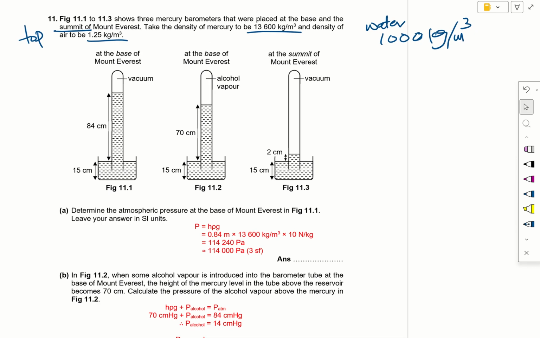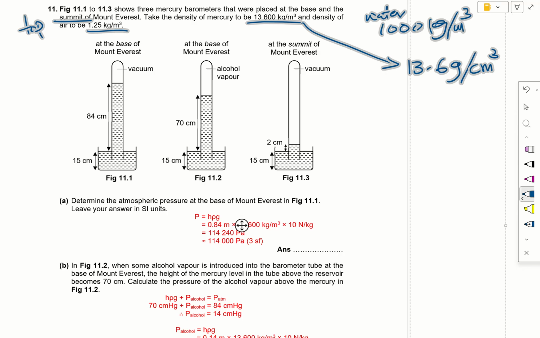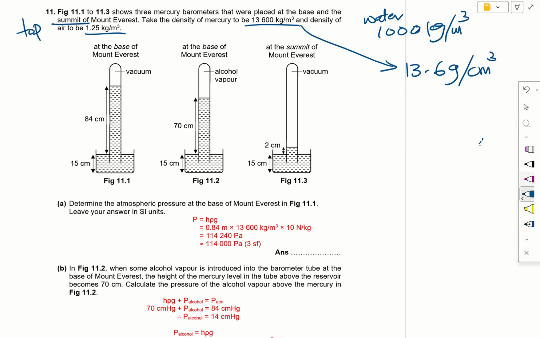So the more you're exposed to the densities, the more you can sort of remember or memorize. But actually you don't really need to memorize. By right, the question should give you. And just as a practice, in grams per cm cube, you divide by 1000, and vice versa. Now determine the atmospheric pressure at the base of Mount Everest in figure 11.1. Leave your answer in SI unit, so we have to leave it in Pascal.